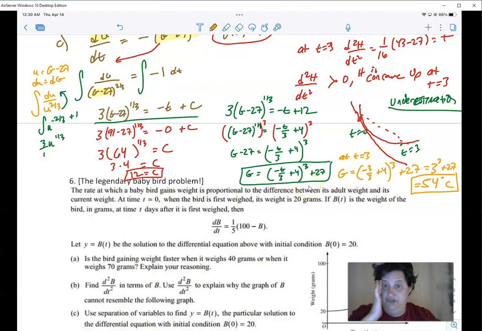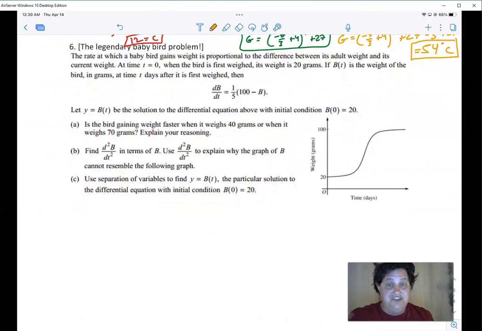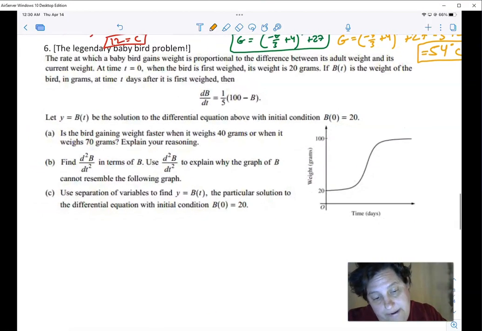Last question. The legendary baby bird problem. I don't know why it's legendary, but okay. The rate at which a baby bird gains weight is proportional to the difference between its adult weight and its current weight. At time 0, when the baby is first weighed, its weight is 20 grams. I'm going to write that down: B of 0 is 20 grams. Oh, it's so cute. t is time in days after it's first weighed, and I have a differential equation.